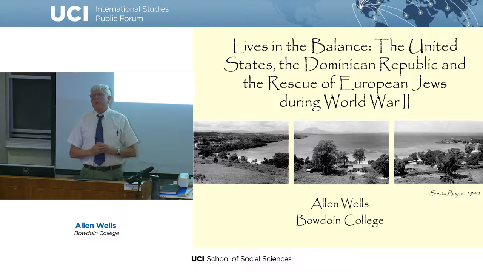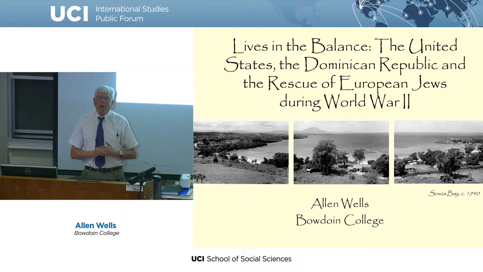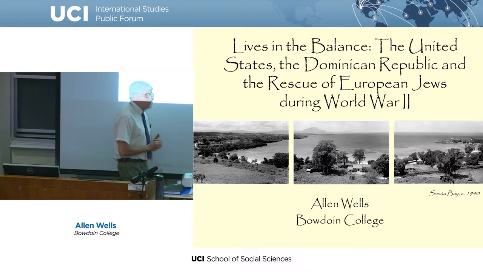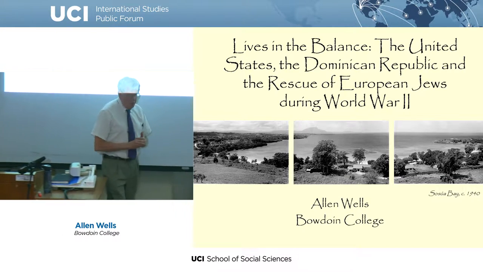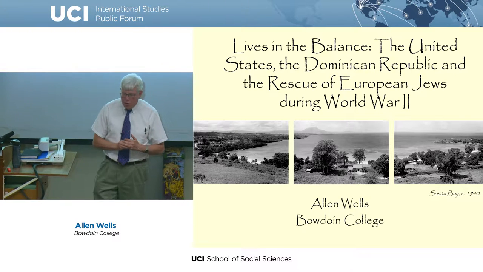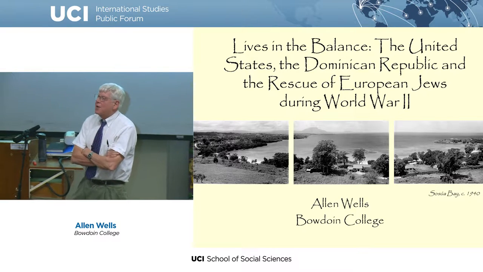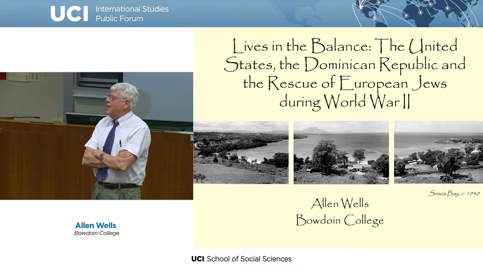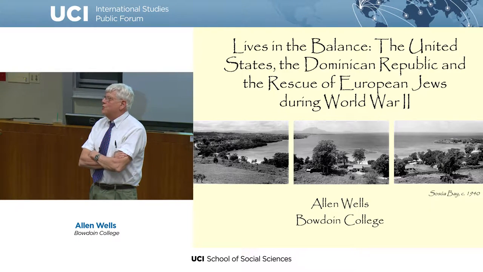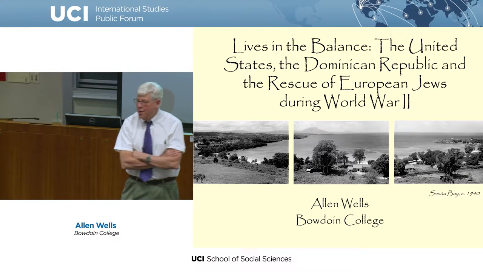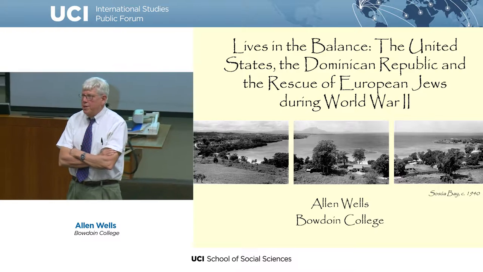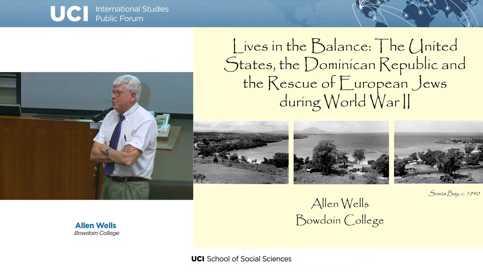So, anyone know what Evian spelled backwards is? Naive. Yes, that's a joke that our journalist, William Shirer, who wrote a very famous book later about the Third Reich, said about the conference in Evian, France, that really this was a naive conference to begin with because nobody had any intentions of accepting these refugees. And all of these Western European countries wanted these refugees out.